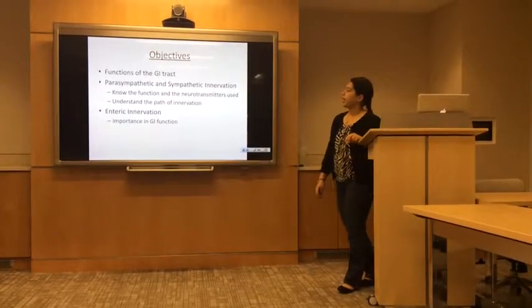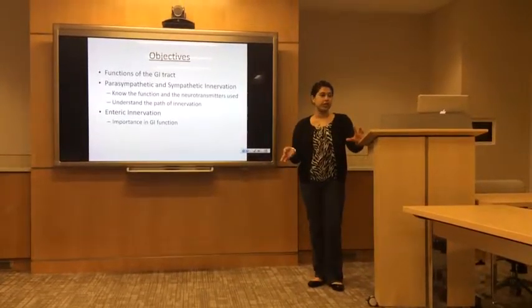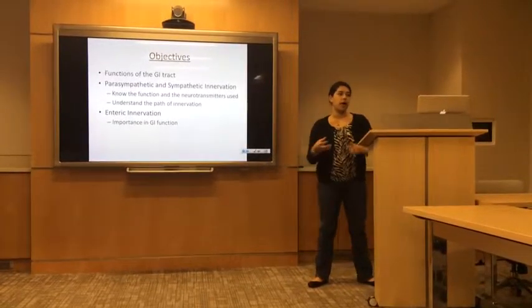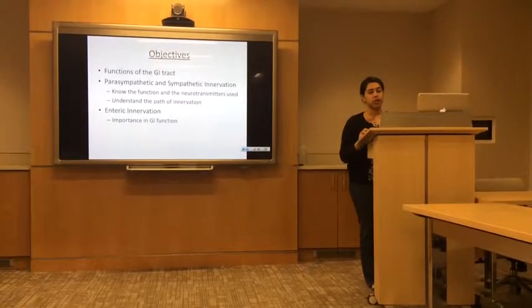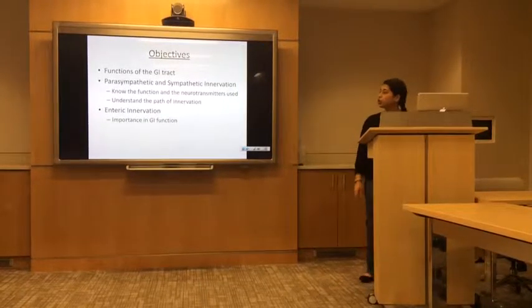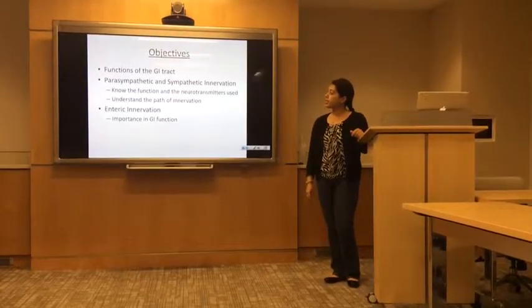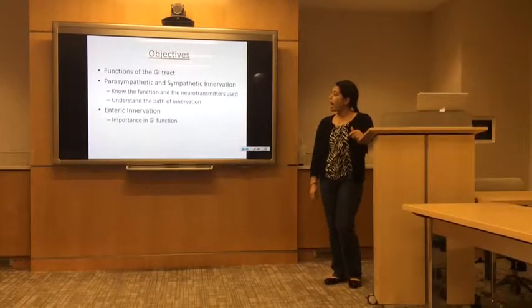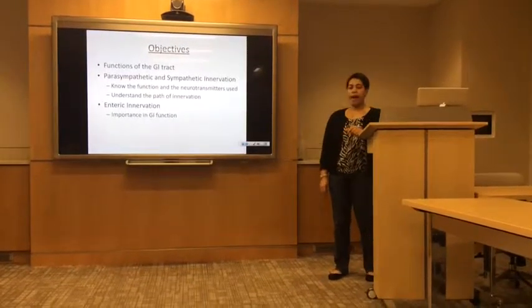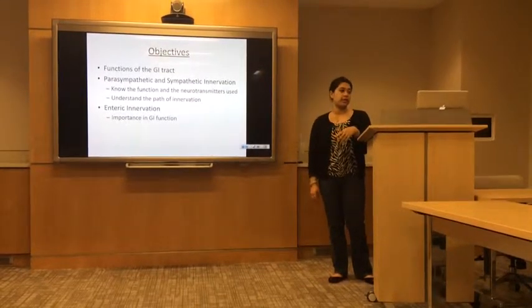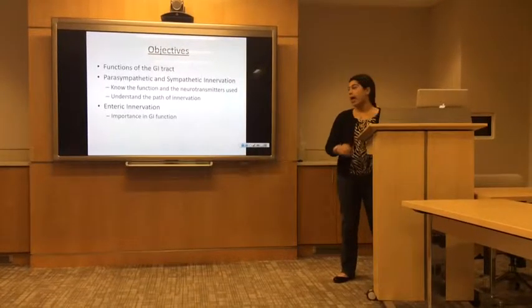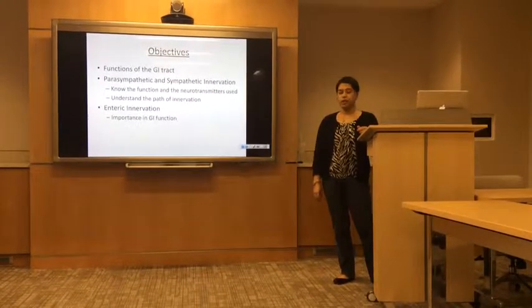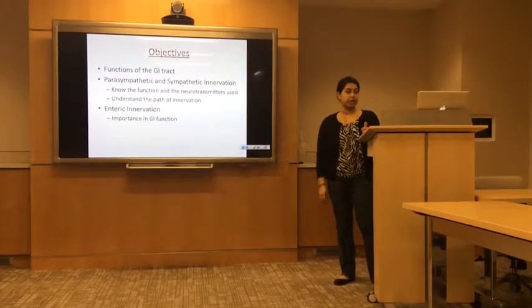So some of the objectives for today: we're going to begin by going over some of the functions of the GI tract and looking at what it does according to normal activity. And then we're going to look at parasympathetic and sympathetic innervation, comparing and contrasting the two. By the end of the session, we should know the function of each of the given systems as well as the neurotransmitters that they use. And we'll also understand the different paths that the parasympathetic and sympathetic nervous systems use. And finally, we'll conclude by looking at the enteric nervous system and going over its innervation and its importance to GI function.